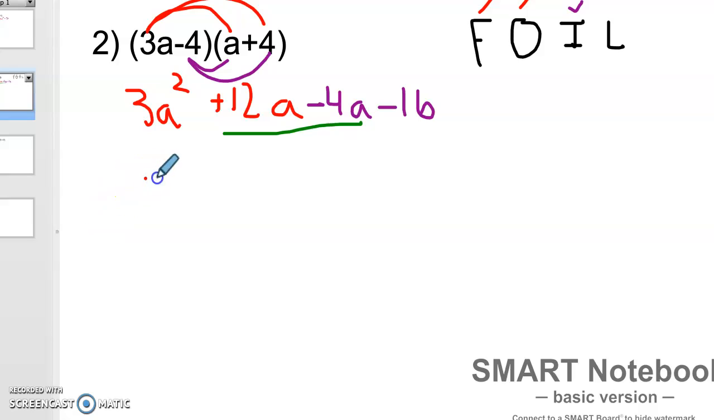So we can just bring down 3a squared, and then we want to add together 12a minus 4a, which is going to equal positive 8a. And then we bring down the negative 16 since there's no other constants. And our answer is simplified in standard form, complete. It's just using the distributive property, but two different times.